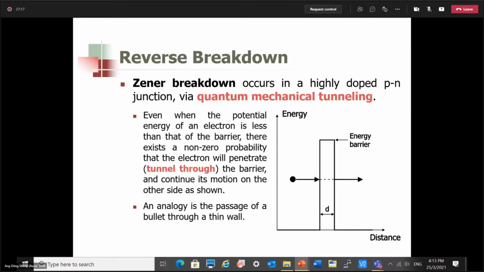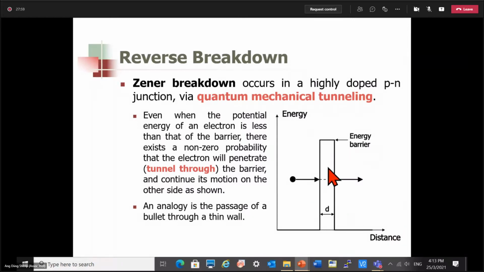Okay, so let me explain what causes a diode to break down, in particular, first focusing on Zener breakdown. Zener breakdown occurs typically in a highly doped PN junction. I will explain why we need a highly doped PN junction later, via quantum mechanical tunneling. Quantum mechanical tunneling is a phenomenon whereby an electron wave function can penetrate a potential barrier, and the electron wave function can therefore exist on the other side of the potential barrier.